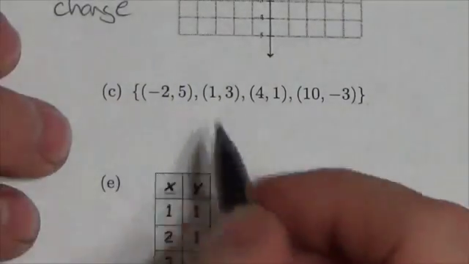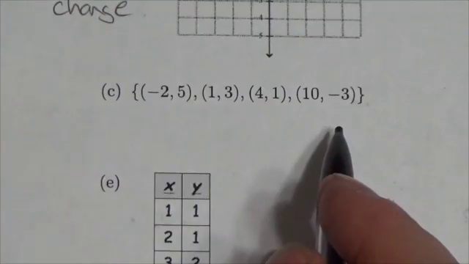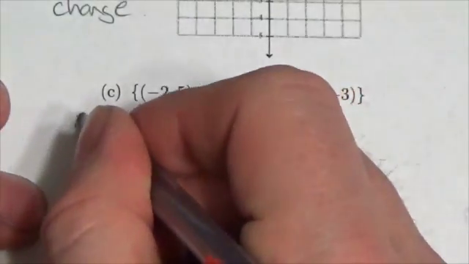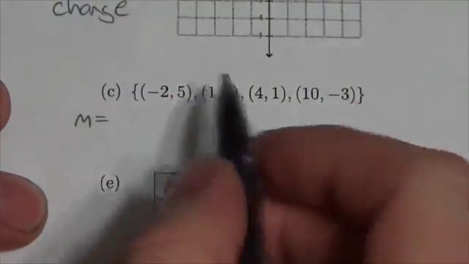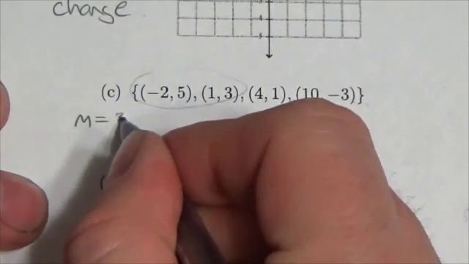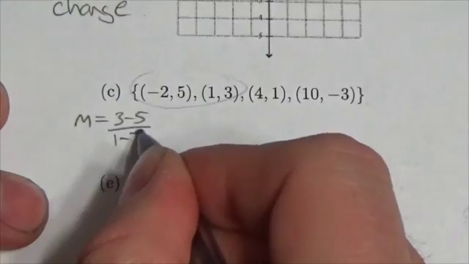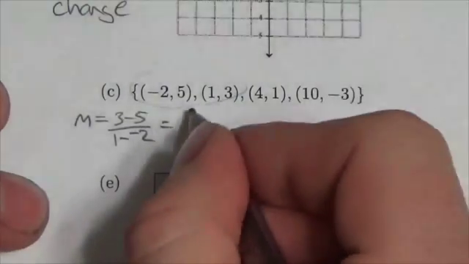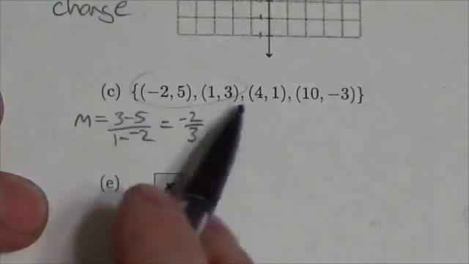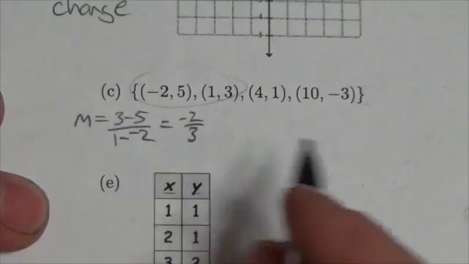Okay, let's take a look at the next one. C. Now let's just take a quick look here. Essentially I've got to figure out what the slope is. It might help just to figure out what the slope or the rate of change is for a couple of these. So let's just take a quick look. We'll use m. Let's take a look at the first two points here. So 3 minus 5 over 1 minus negative 2. 3 minus 5 is going to be negative 2. 1 minus negative 2 will be 3. So between those two, there's a slope, or a rate of change, of negative 2/3.